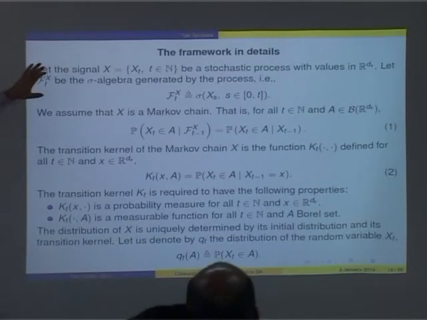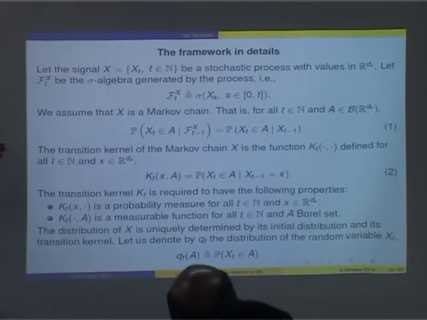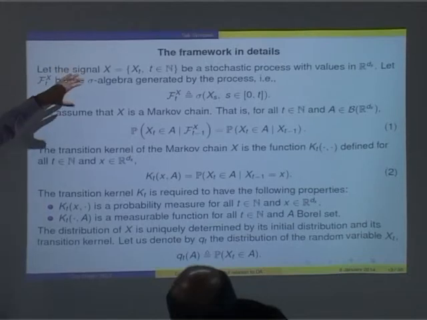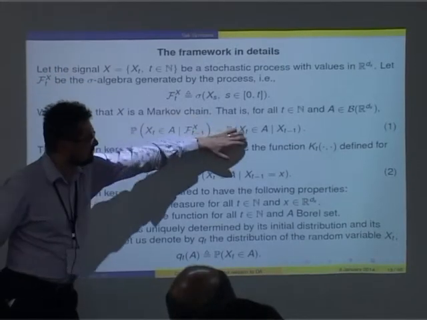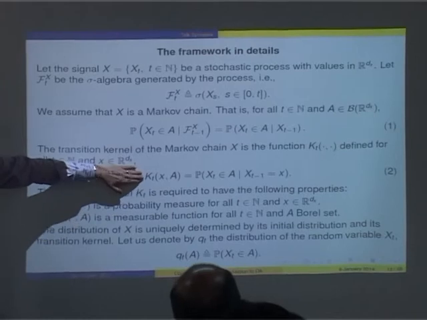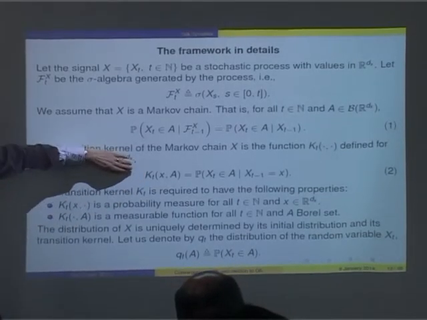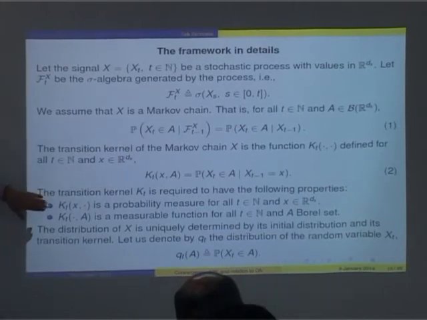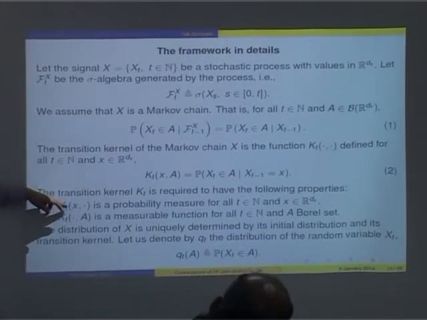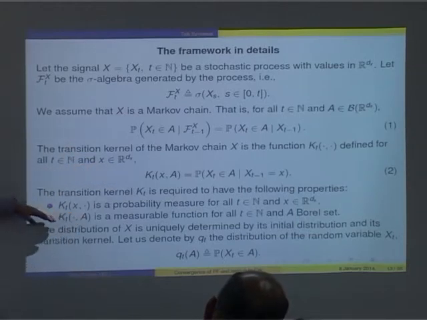So I'm going back to the framework, and of course by now this has been covered already. Just to remind you, X is a Markov chain, and the transition kernel is given by K_t. That's the notation for this. For fixed x, this transition kernel is a probability measure, and for fixed A, this is a measurable function. This is the definition of a transition kernel.